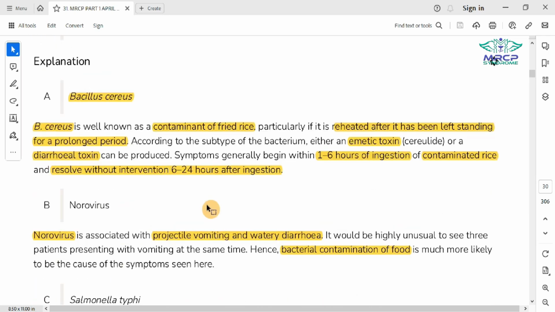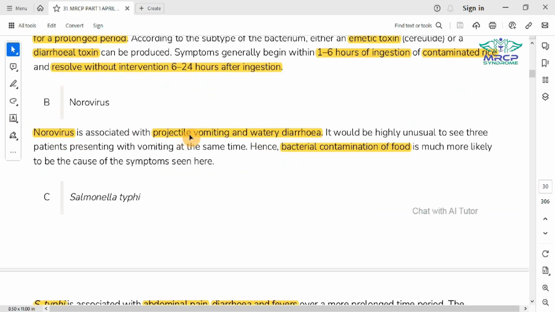Bacillus cereus is known as a contaminant of fried rice, particularly if this is reheated after it has been left standing for a prolonged period. According to the subtype of the bacterium, either the emetic toxin, cereulide, or a diarrheal toxin can be produced. Symptoms generally begin within 1 to 6 hours of ingestion of the contaminated rice and resolve without intervention 6 to 24 hours after ingestion. And norovirus will have projectile vomiting and explosive diarrhea in a closed environment in an epidemic form.